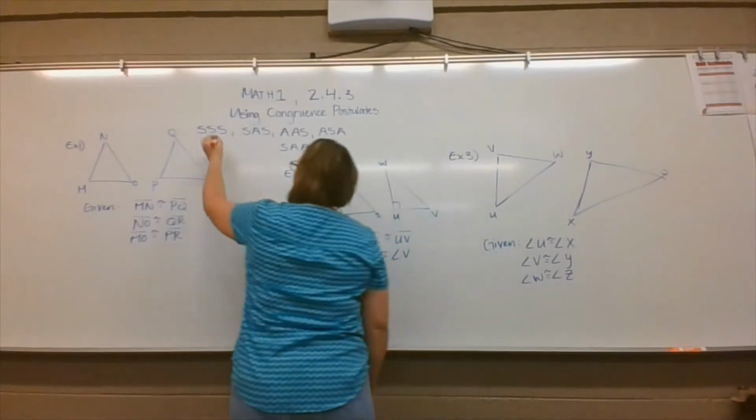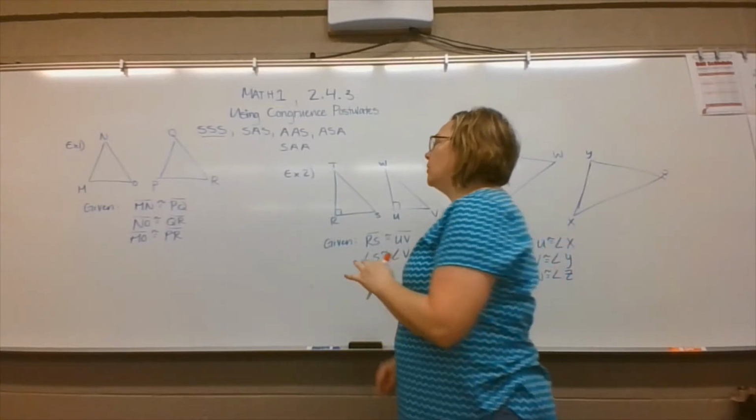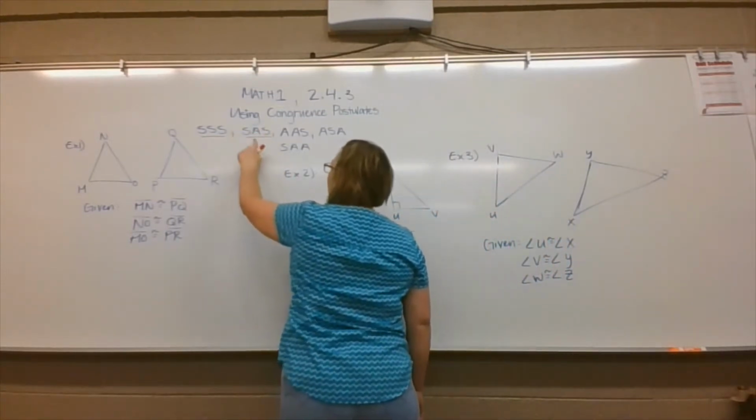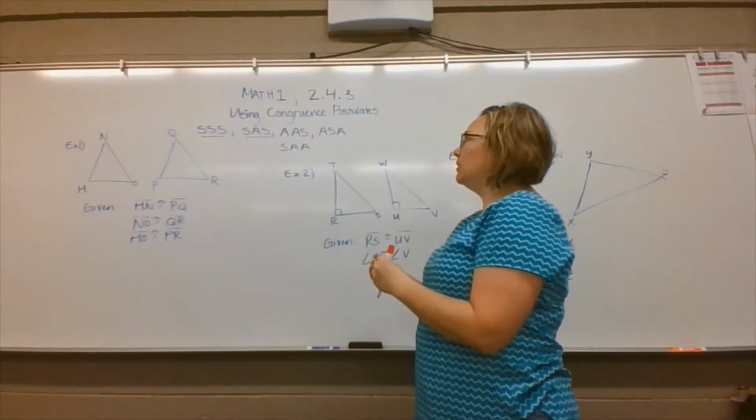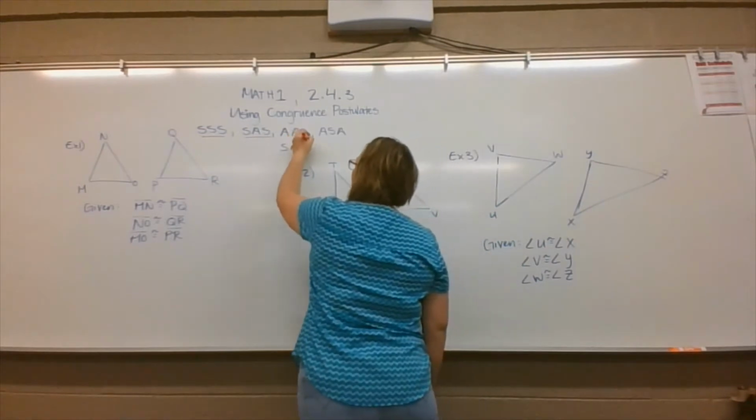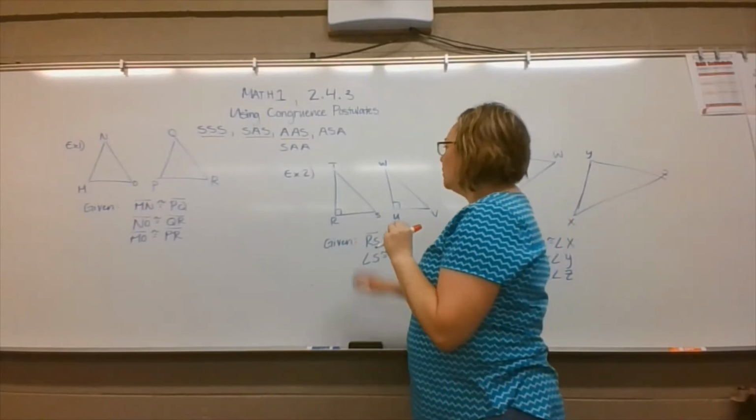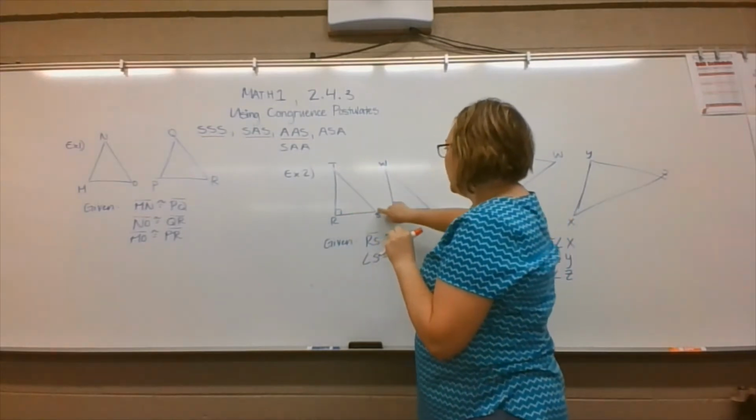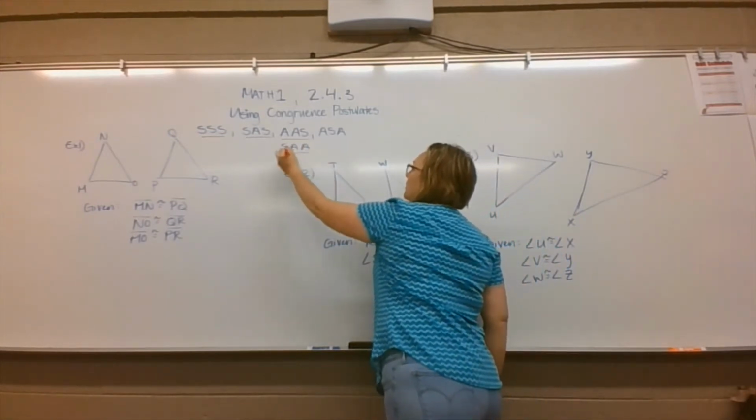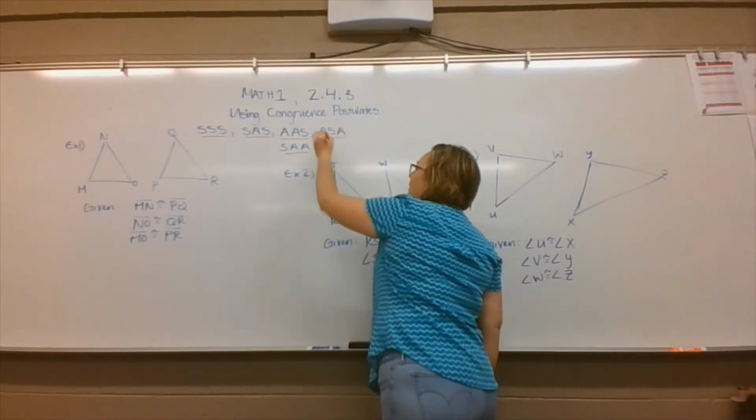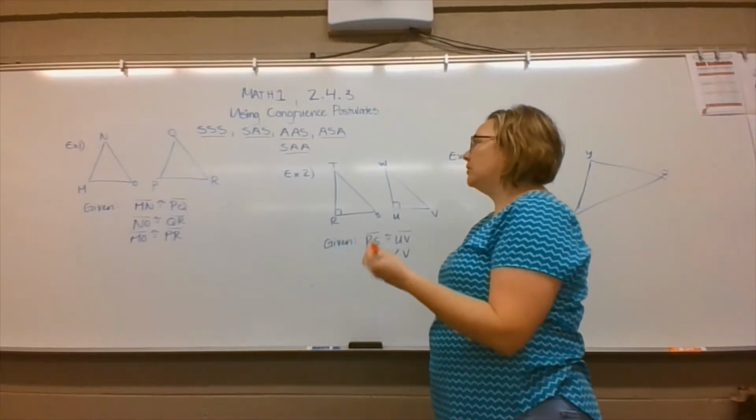For example, if you can show all three sides are congruent, then your triangles are congruent. If you can show that two sides and the angle that sits in between those two sides are congruent, then your triangle is congruent. Similarly, if you can get two angles and a side at the end of those two angles, so angle R, angle T, and then the side that sits right after your second angle, or a side and two angles, then your triangles are congruent. And if you can get two angles with the side in between the two angles, then your triangles are congruent.